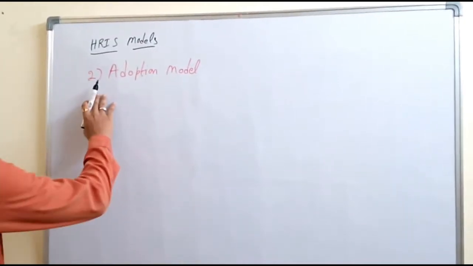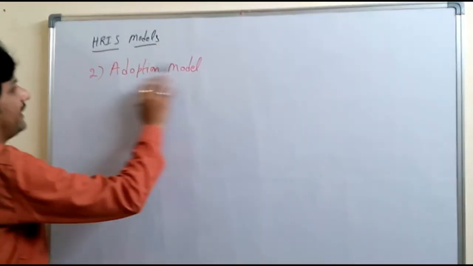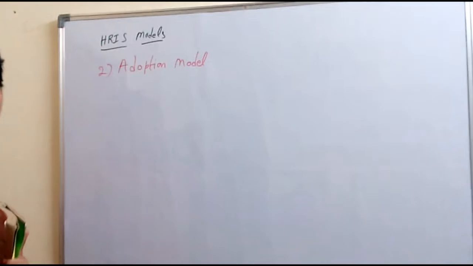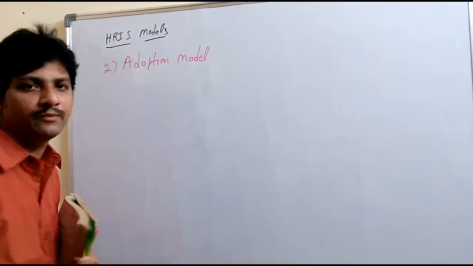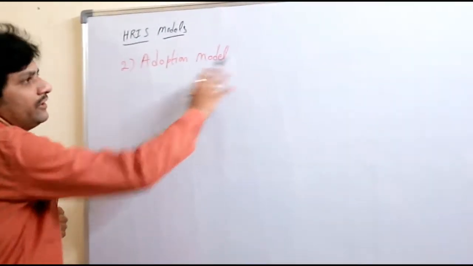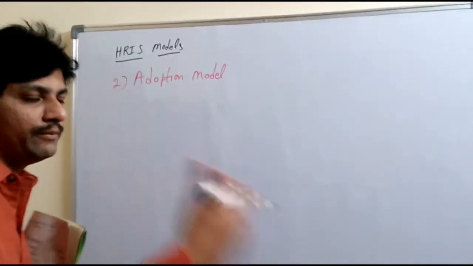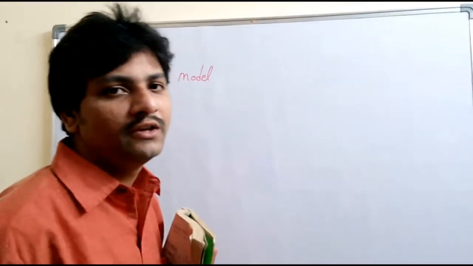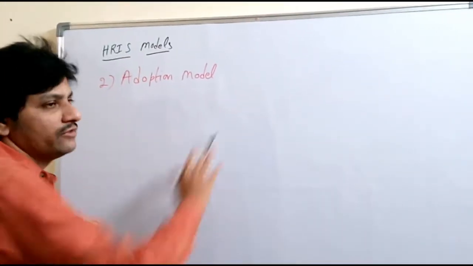Next is the HRIS adoption model. That is the second model. I will draw the diagram and explain it to you. It is always based on different dimensions, and this particular model is going to be considered.